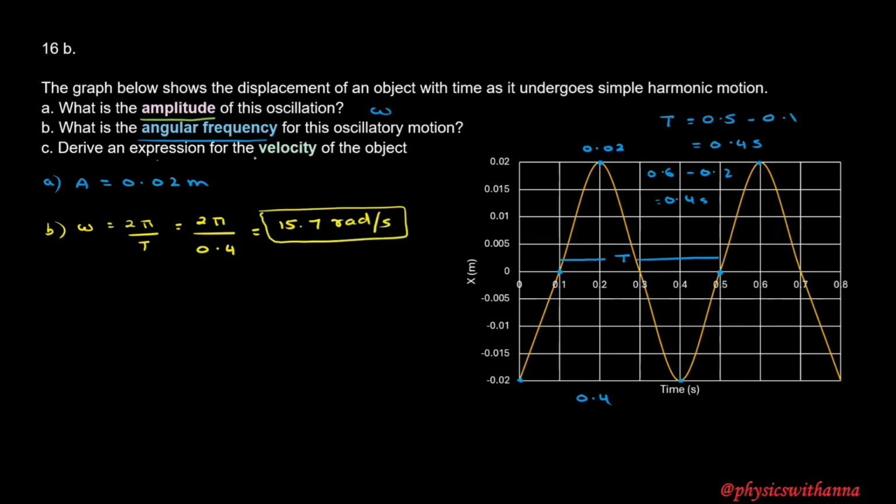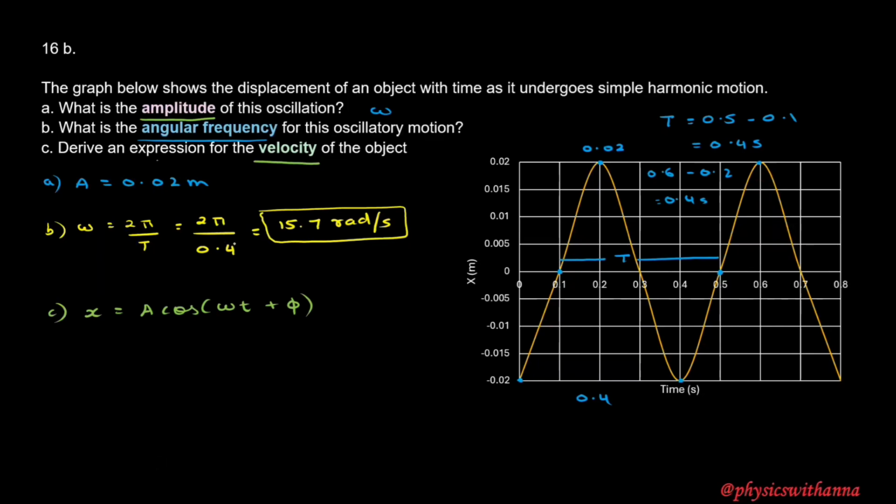Next, in part C, we need to derive an expression for the velocity of the object. Now, before we find velocity, we need to first find the expression for position x. So let's assume position x to be equal to A cosine omega t plus phi, where A is the amplitude of oscillation which we found in part A. I assumed x to be a function of cosine because the graph over here is clearly a cosine curve.